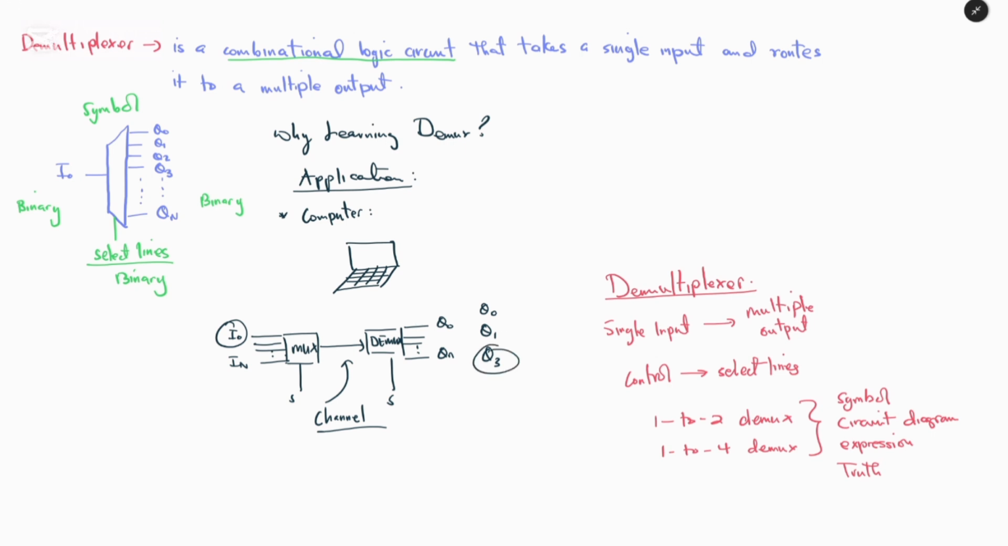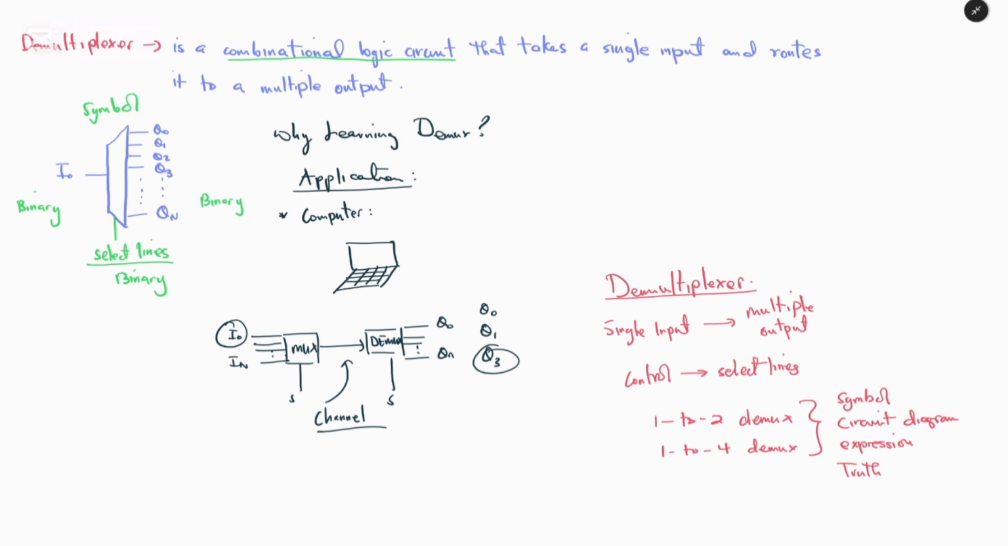When we talk about a computer, it has specific registers, and a register can be seen as a memory circuit. For those types of input, we can select which register the input data will be stored in. So this can be some application of a demultiplexer.